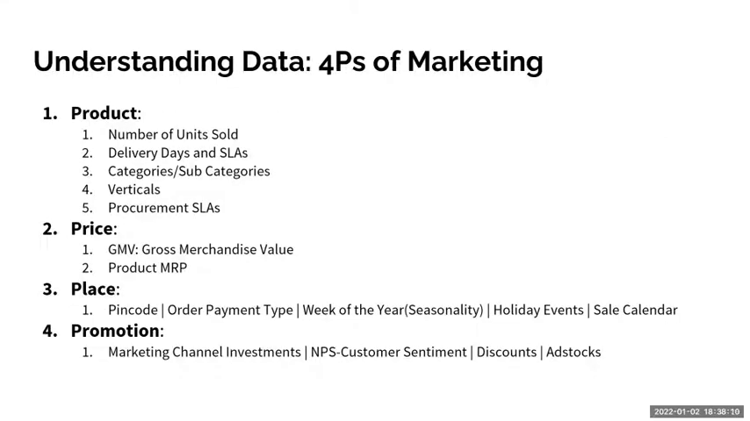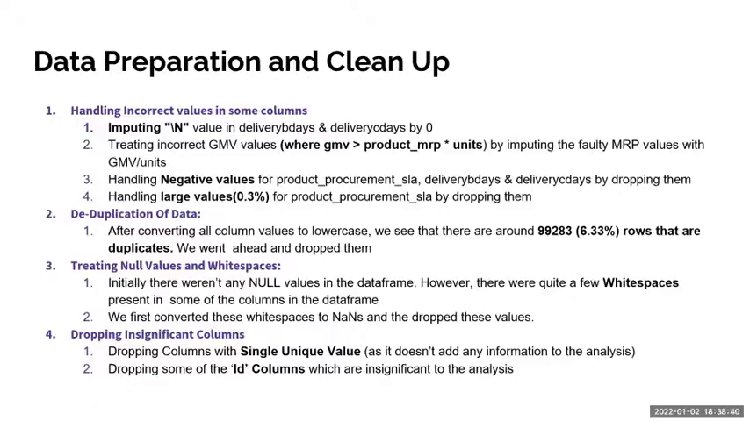We have the 4 P's of marketing, the standard marketing concepts: product, price, place, and promotion. The question is which metrics in this data fall under these 4 P's. It's given here. I will not go into this, it's self-explanatory, and we can look into it again. Basically, we are drawing a map of which KPIs need to be looked into.